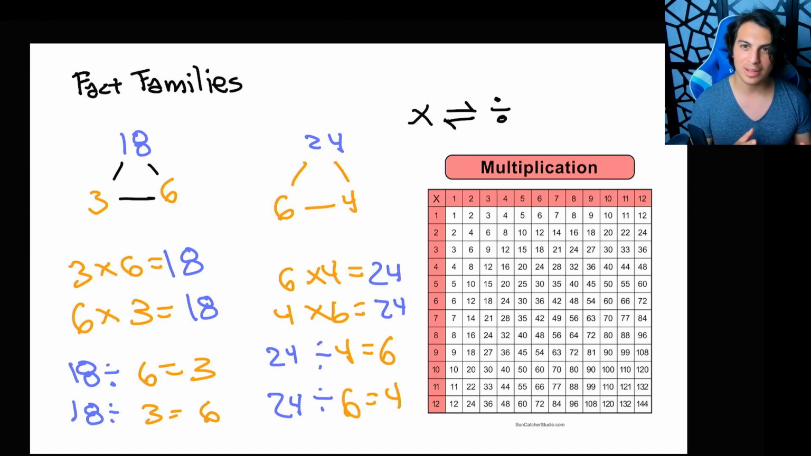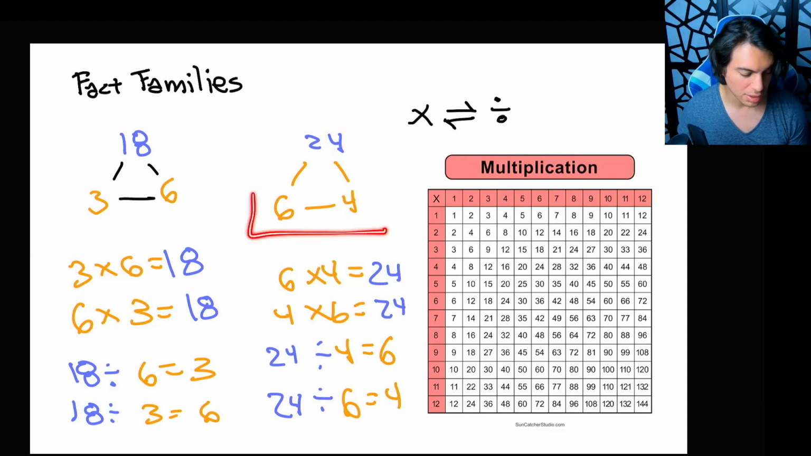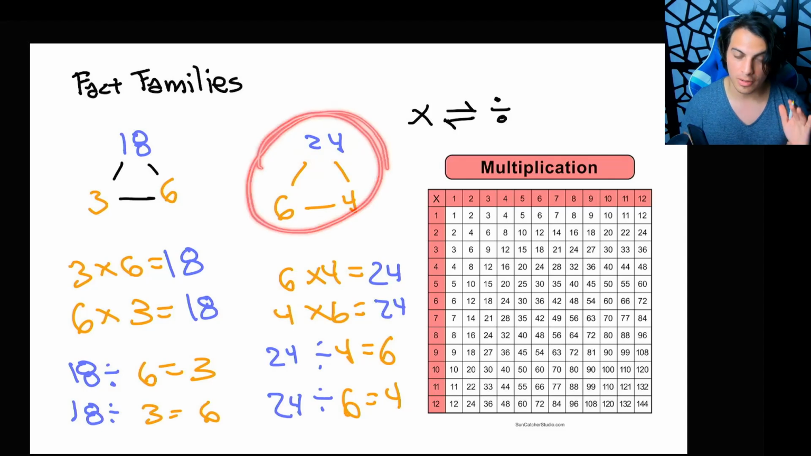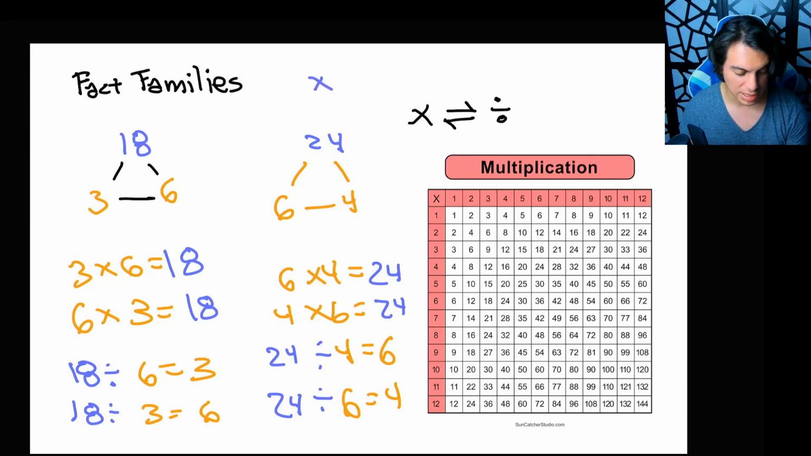One more time, I want you to stop and think, pause it. What is a fact family? And how is it related to multiples and factors? Go ahead and pause it, stop and think. All right. Again, a fact family are the factors that are paired together to make a multiple. And if you know that fact family, 6, 4, and 24, they are related through multiplication and division.